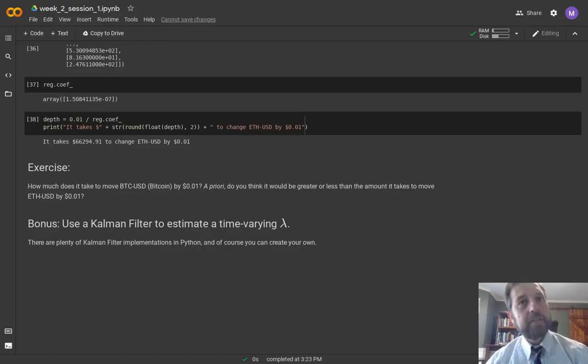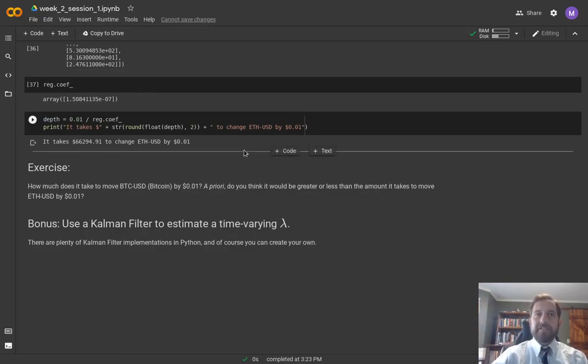Okay, in this exercise, we're going to change the code to pull Bitcoin data and see how much it takes to move Bitcoin by a penny. Now again, because we're using a short time period, these estimates can be quite volatile, but here it's saying $66,294 to move Ethereum by a penny. So we'll go ahead and test this for Bitcoin.